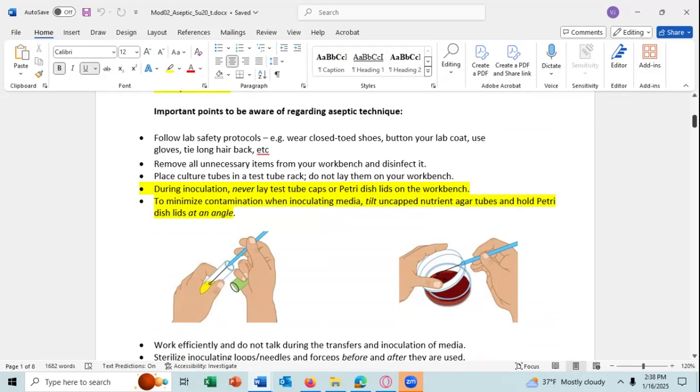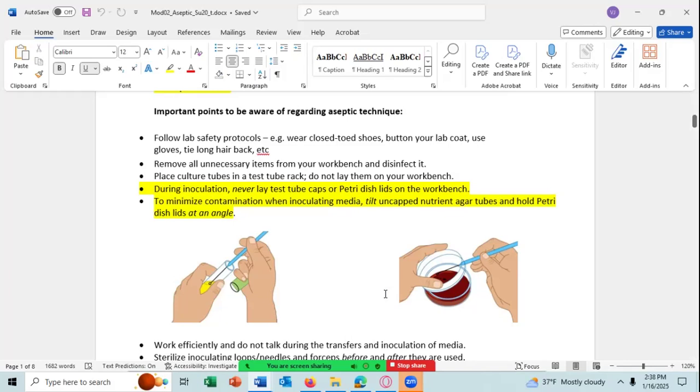And if you take cells from colonies that have gone through 2 colony isolation events, you will most likely come up with a pure culture. It's not 100% guaranteed, but it is over 95% guaranteed that the culture will be a pure culture. And that is good enough in microbiology. So during inoculation of a plate, never lay the test tube cap or the lid down on the surface.